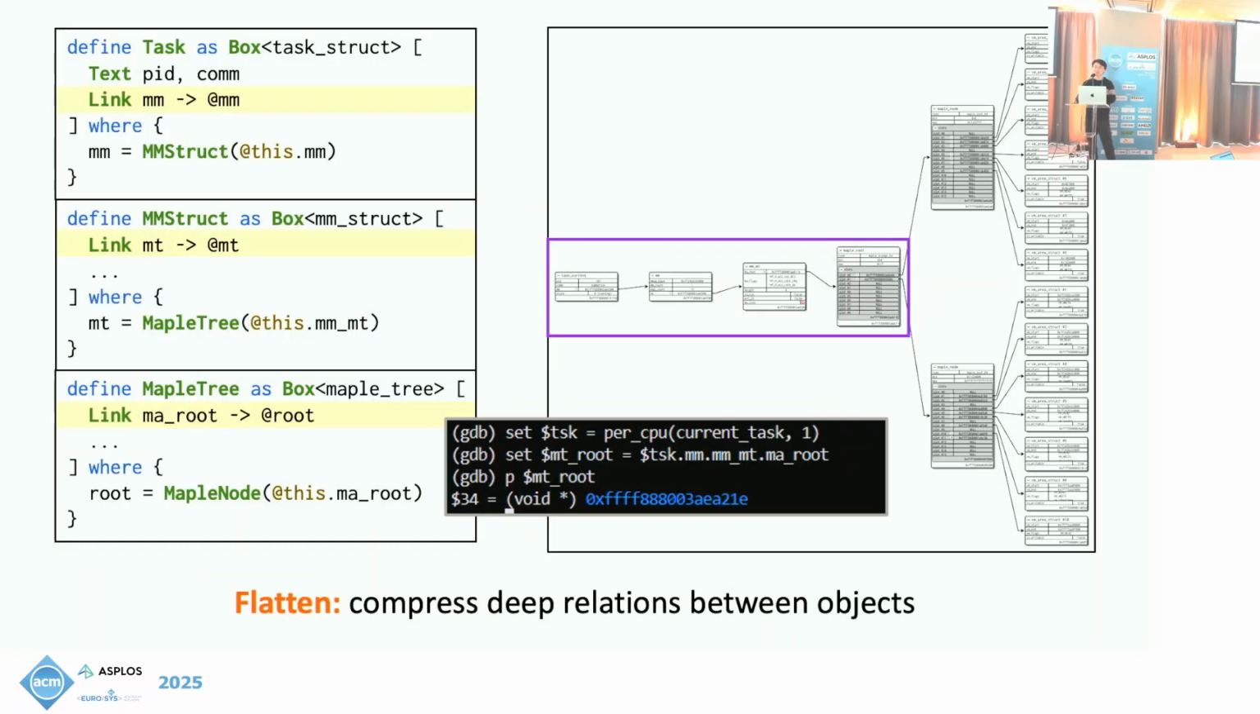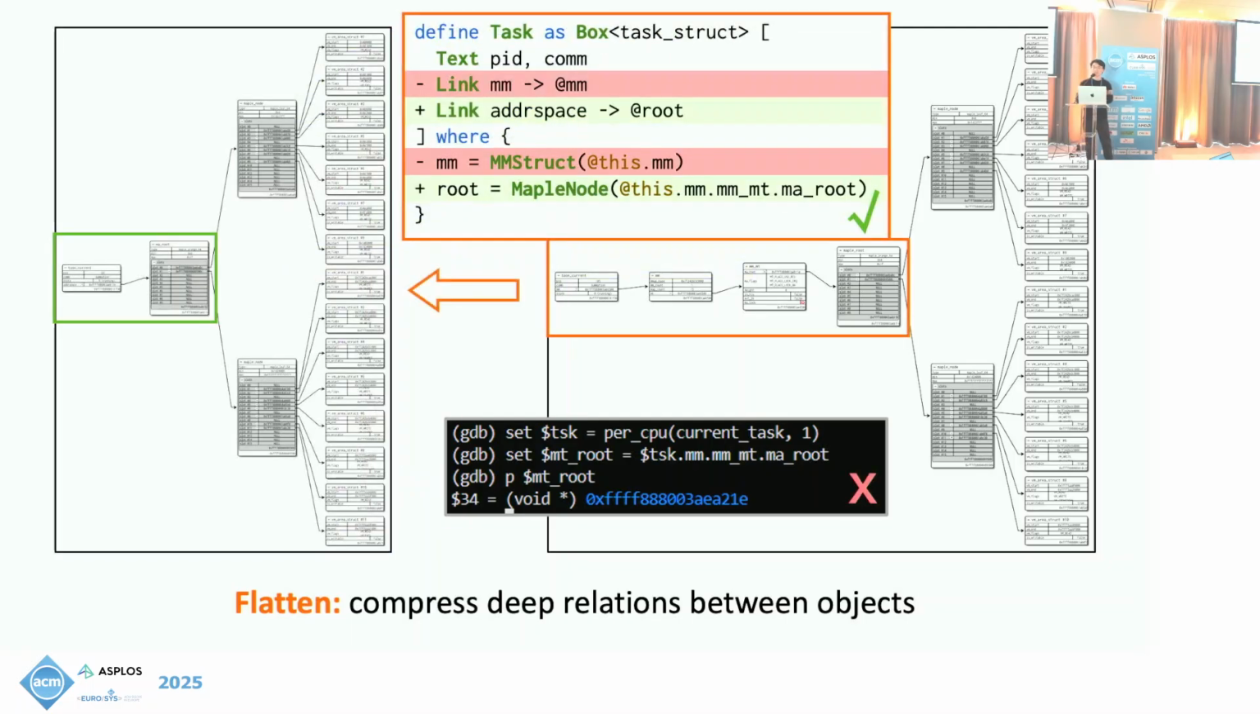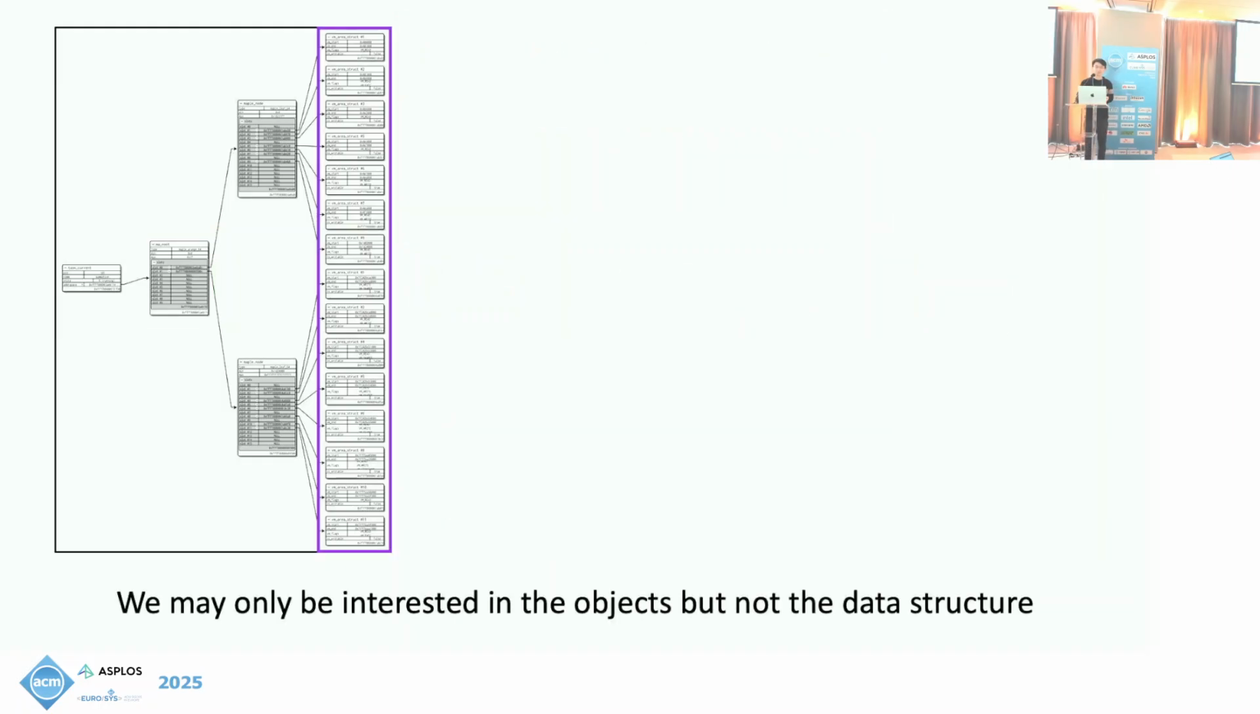We can also model this flatten operation in our object declaration. Assume that we have declared three objects: the task, the memory manager, and the maple tree. They are connected through links, which are actually pointers. We can use a dot-connected expression to flatten this long data path, just as developers have done in GDB. In this way, we can help developers focus on the object relation itself, but not the irrelevant intermediate objects.